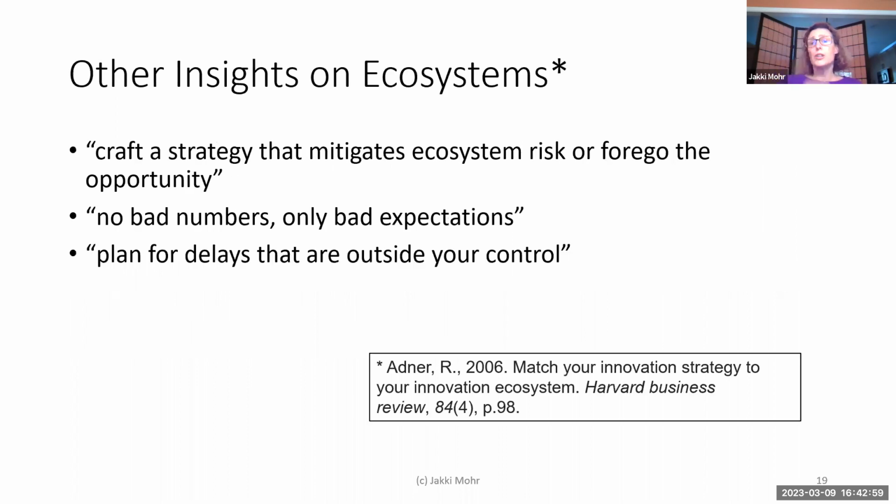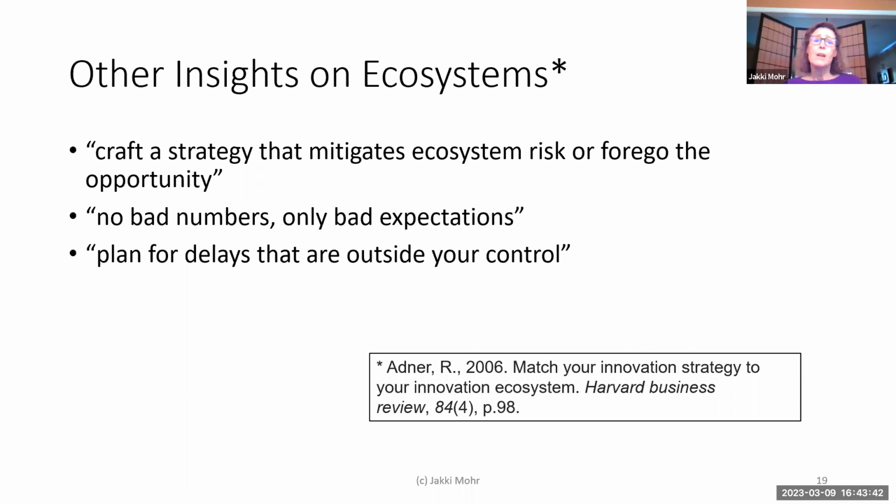The article by Ron Adner in the Harvard Business Review provides a wealth of insights about managing these innovation ecosystems. And I've just pulled a couple quotes here that I particularly like from his article. It's important for an emerging technology company to craft a strategy that mitigates ecosystem risk, or that company should forego the opportunity that the emerging technology provides. And there aren't any bad numbers in terms of the amount of the investment or the length of time it will take. It's all about setting accurate expectations. And that ecosystems mean companies have to plan for delays that are outside their control, particularly with respect to emerging technology.